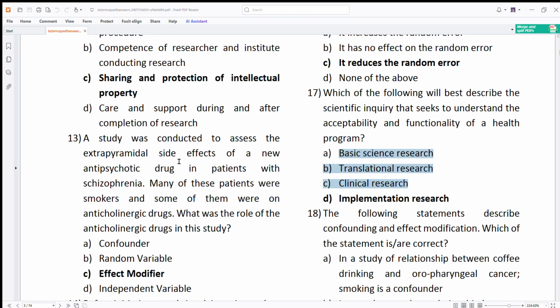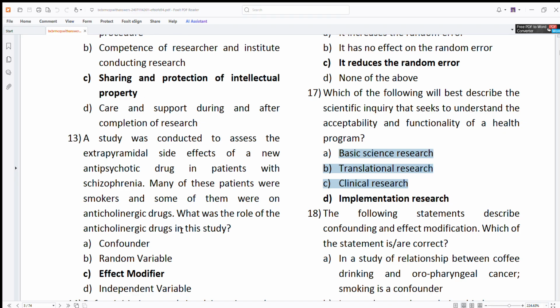First of all, basic science research. This explores fundamental biological or physiological processes, not program implementation. So that is excluded. Then number two is translational research. This bridges a gap between basic science and clinical application, that is bench to bedside clinics. It's broader and includes moving discoveries into practice, but doesn't focus specifically on program acceptability or functionality.